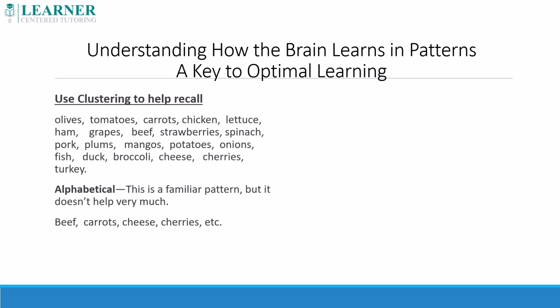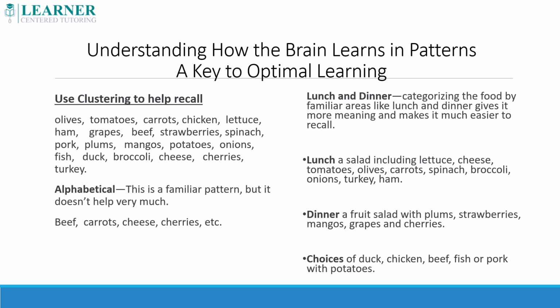Now, let's try organizing the foods as if they were in a menu. You can see on the right side of your screen categories such as lunch and dinner. Categorizing the food by familiar areas like lunch and dinner gives it more meaning and makes it easier to recall.